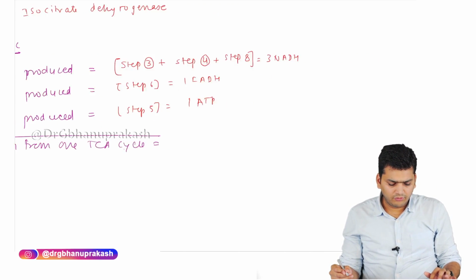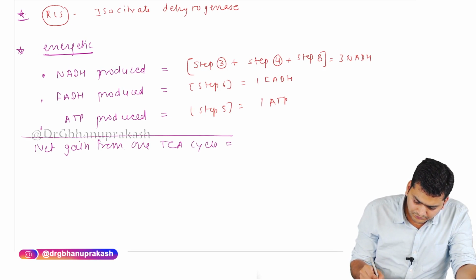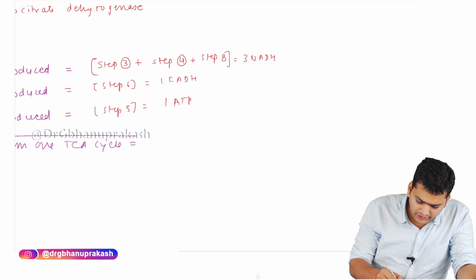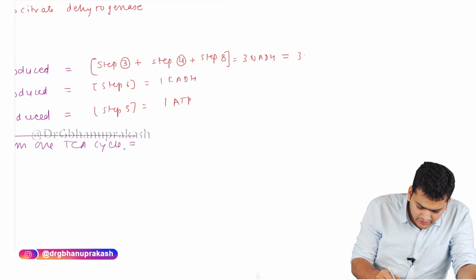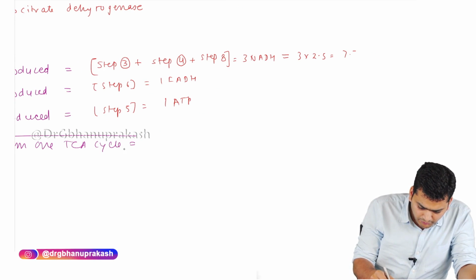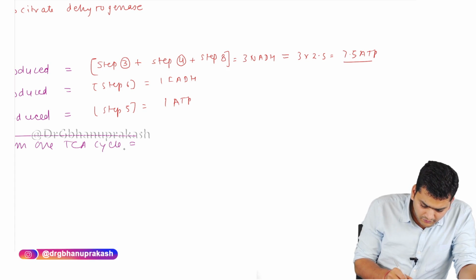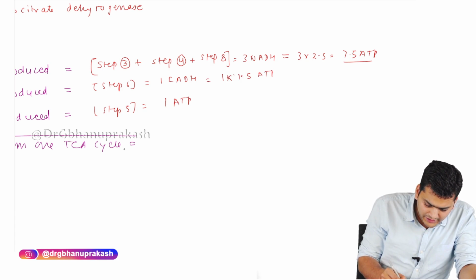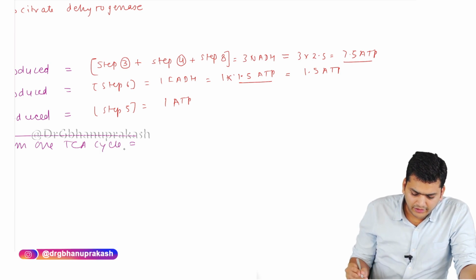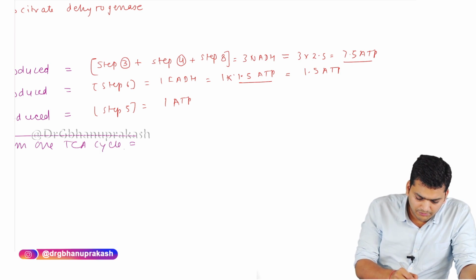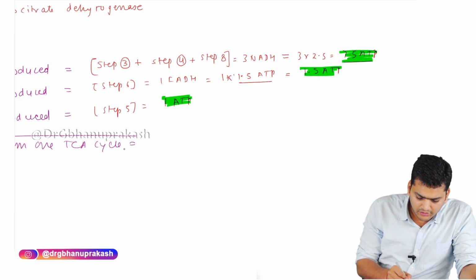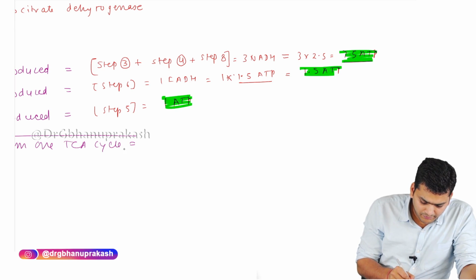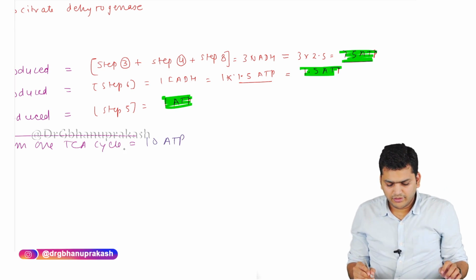So let's convert everything into ATP. We know that 1 NADH is equal to 2.5 ATP, so 3 into 2.5 comes out to be 7.5 ATP. 1 FADH is equal to 1.5 ATP, and 1 ATP is 1 ATP. So we are going to sum them all. 7.5 plus 1.5 plus 1 comes out to be 10 ATP.